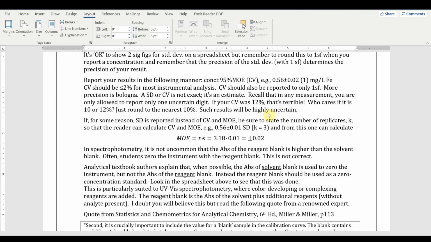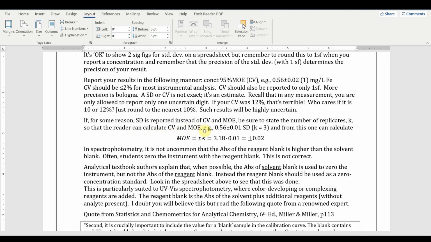It's just way off. If, for some reason, you are asked to report standard deviation instead of CV and margin of error, then be sure to state the number of replicates. In the case of a calibration curve, this would be the letter K, so that the reader can calculate the coefficient of variance and margin of error.